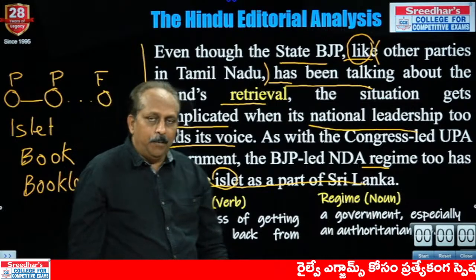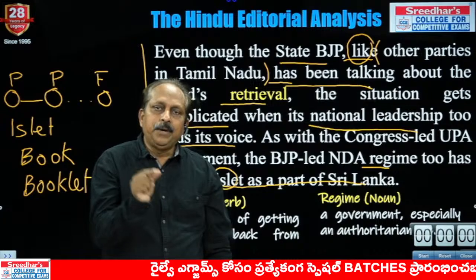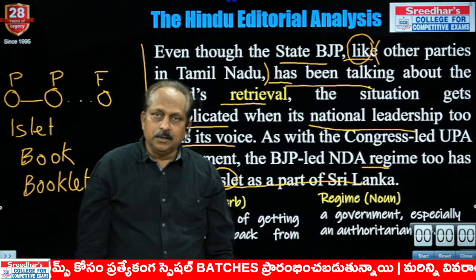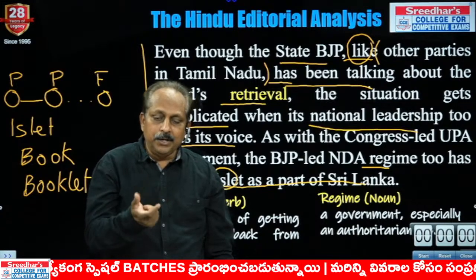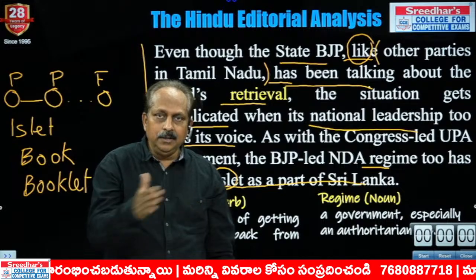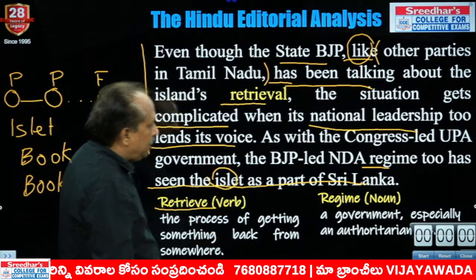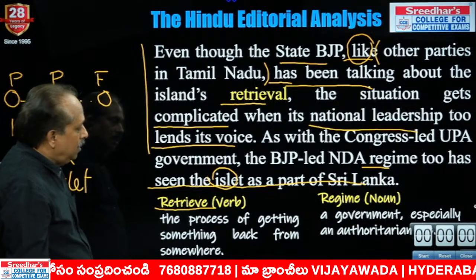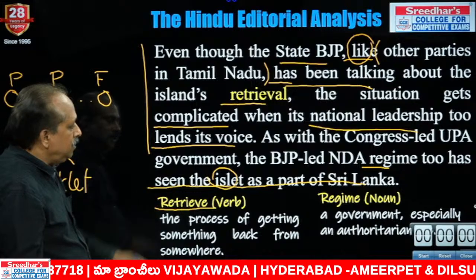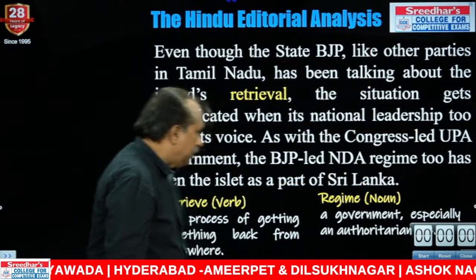Imagine there is a book, usually a book of 100 pages plus, but there is a book of only 10 pages. What is the word you are supposed to use for that? It is a booklet, a very useful booklet. Booklet, book, booklet, island, islet. This talks about how, as with the Congress-led UPA government, the BJP-led NDA regime too has seen the islet as part of Sri Lanka, not as a part of India.